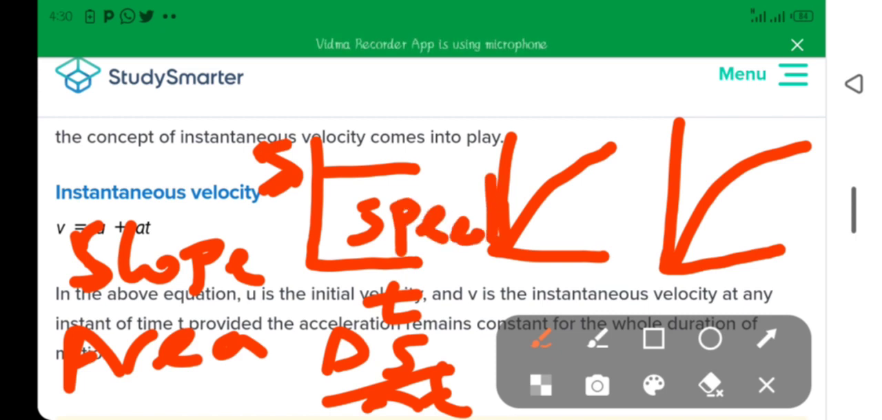Now the area is what? Your area will be S times T. Does S times T represent anything? That means distance times time. Does it represent anything? No, it does not. So the area does not amount to anything, so the area is zero, while the slope of a distance time graph is the speed. Okay, good.